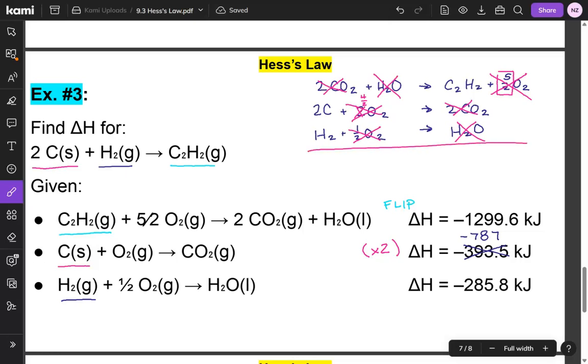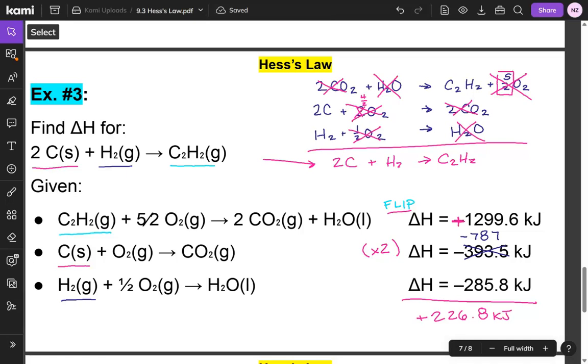Let's add everything up. So we have 2 carbons. We have hydrogen. And then we have C2H2. Oh, look at that. It matches. Now it's just a matter of adding up our enthalpy values. So I plug all these into my calculator. And, oh, I forgot. We flipped this, so we're going to need to flip this sign here. So we add those all up carefully, and we get 226.8 kilojoules. This one is positive, so it will be endothermic. It's going to absorb heat.